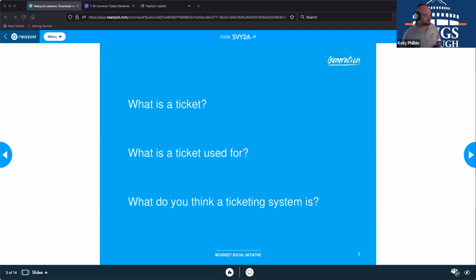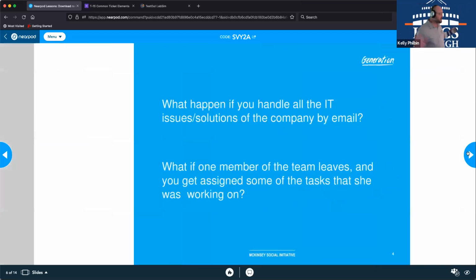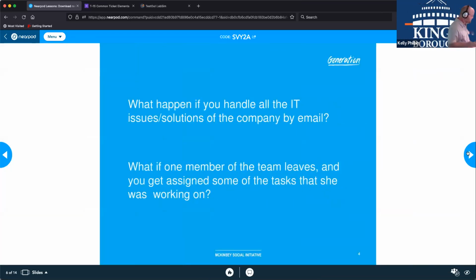All right, so we kind of have an idea what a ticketing system is. Can we use our email as a ticketing system? What would happen if all the IT people used their emails to resolve issues? It's really easy. Everybody uses email, right? I can just send an email off to DW, even though he's sleeping in his chair, and say, hey man, can you please take care of this for me?